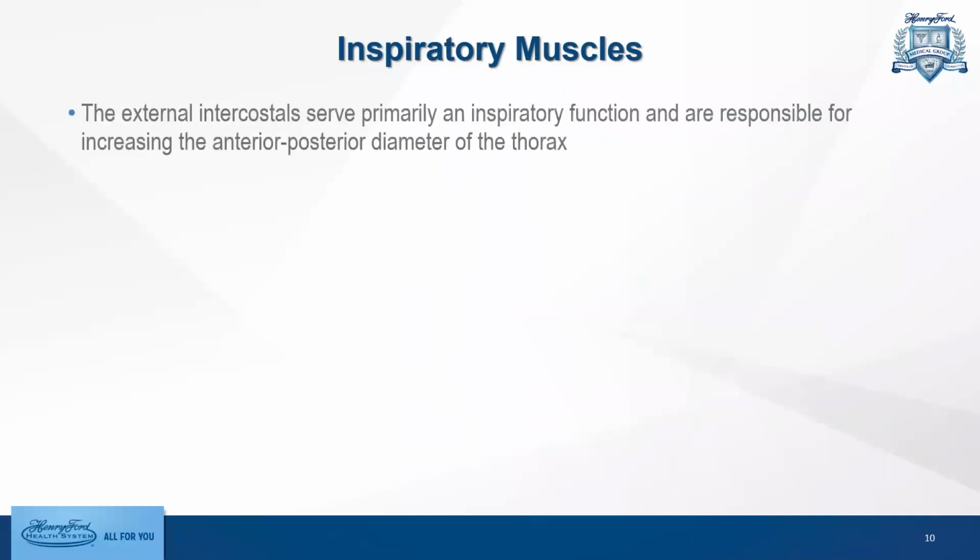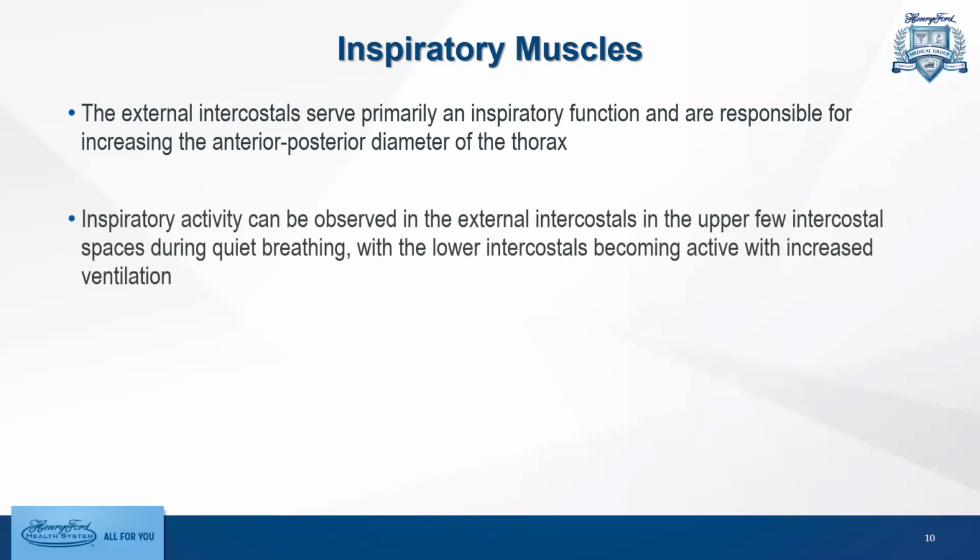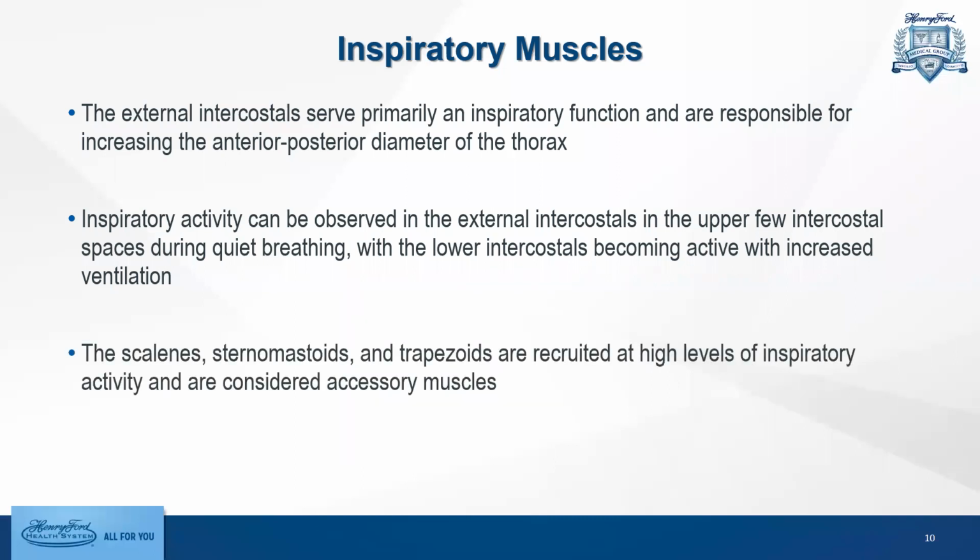Your inspiratory muscles are the external intercostals. They are primarily inspiratory, responsible for increasing the anterior-posterior diameter of the thorax. Usually you can observe the action of the intercostals in the upper few intercostal spaces while quietly breathing. The lower intercostals become active with increased ventilation. Scalenes, sternocleidomastoids, and trapezius are recruited at high levels of inspiratory activity and are considered accessory muscles.